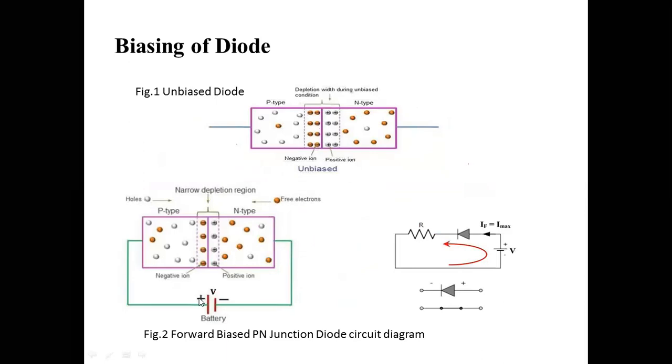Now when I apply plus and minus, with plus to the P side, positive polarity, you can see this is a battery, applied such that this is the P side and this is the N side, and the positive terminal of the battery is connected to the P side and the negative terminal is connected to the N side. This is called the forward bias condition. You can see here symbolically this is P and this is N, and here is the positive terminal.